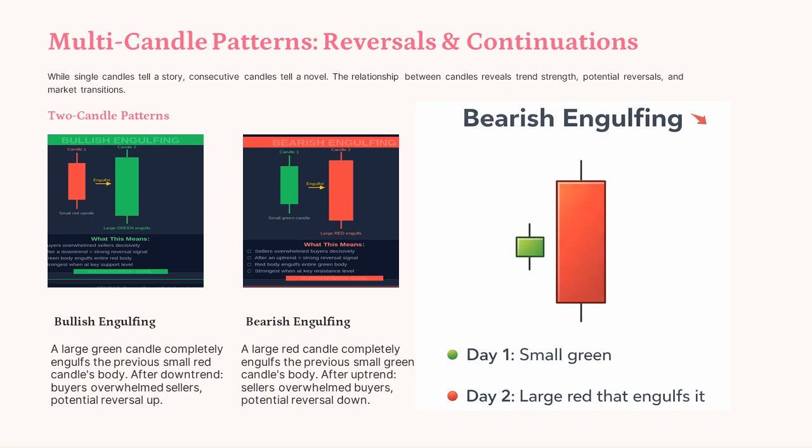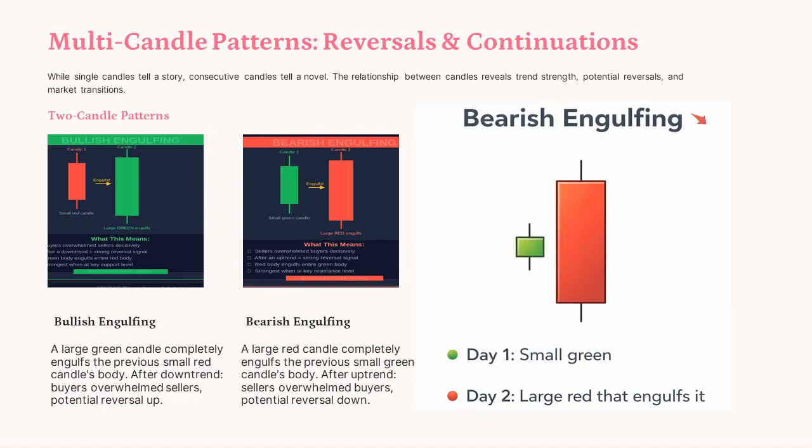Trading implications: both engulfing patterns are high-probability reversal signals. But remember the rules. They must appear after a clear trend. They must have a large second candle. The larger the better. And you must wait for confirmation from the next candle moving in the expected direction.